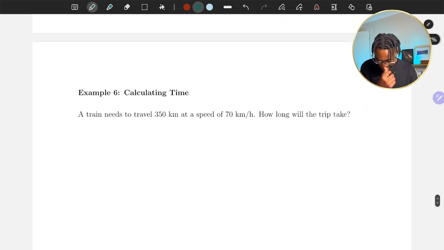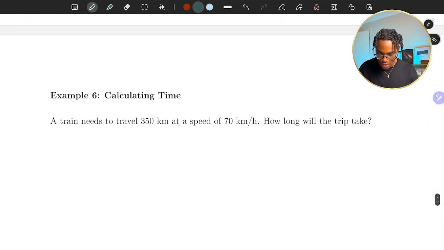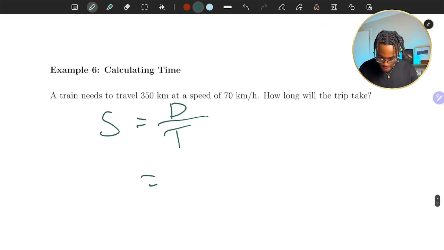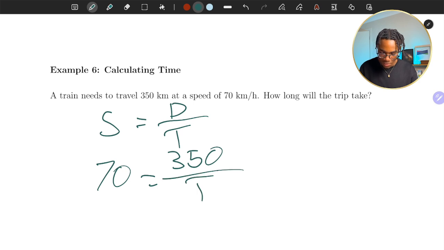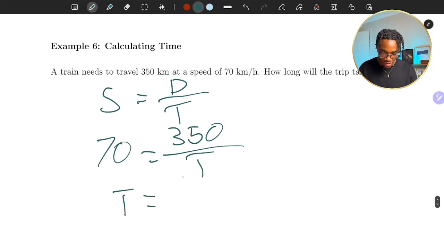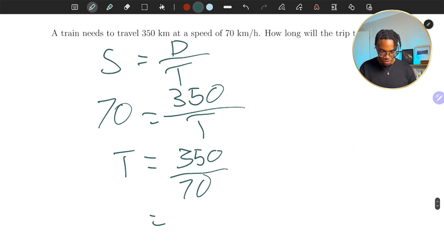Next one, a train needs to travel 350 kilometers at a speed of 70 kilometers an hour. How long will the trip take? Speed equals distance over time. Sub everything in. We've got the speed is 70, distance is 350 over t. We want to make t the subject, so we switch these around. So 350 over 70, and that equals 5. So 5 hours.